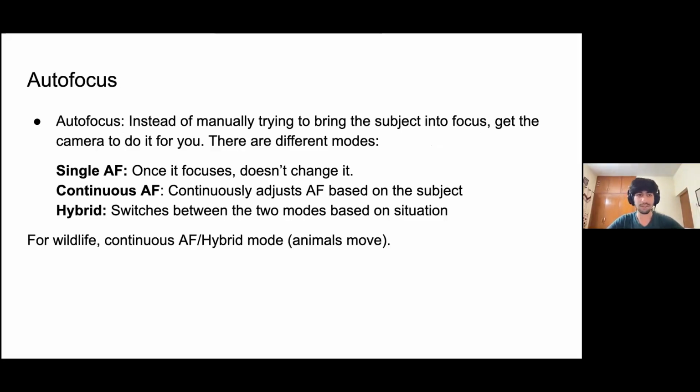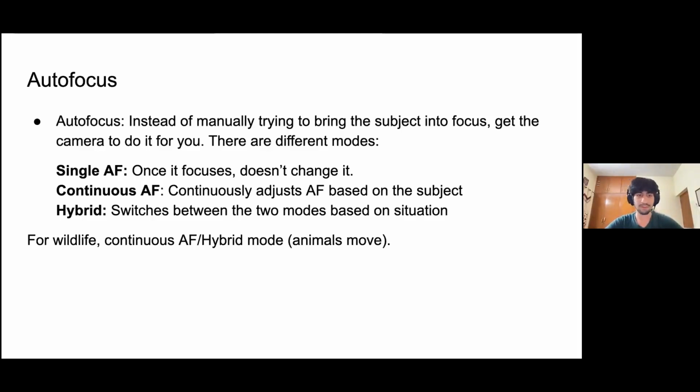One is single autofocus, where you half press the button once and the camera focuses, but then it doesn't change that focal point. So only that will be in focus. So say an animal moves towards you or moves away from you, it will go out of focus. Then you have continuous autofocus mode, where the camera continuously adjusts the autofocus based on the subject. So the animal's moving around, it'll adjust it. It'll keep it in focus.